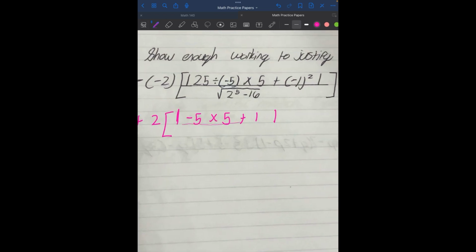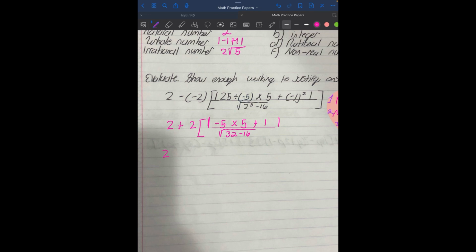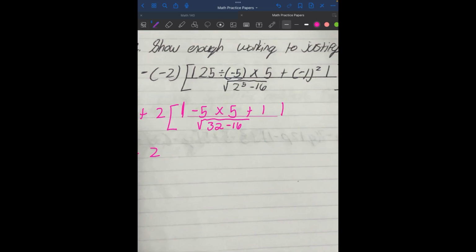Then over, 2 root 5 is 32. So that's root 32 minus 16. So now we can simplify this some more. 2 plus 2, multiplication first. So -5 times 5 is -25. So the absolute value of -25 plus 1.